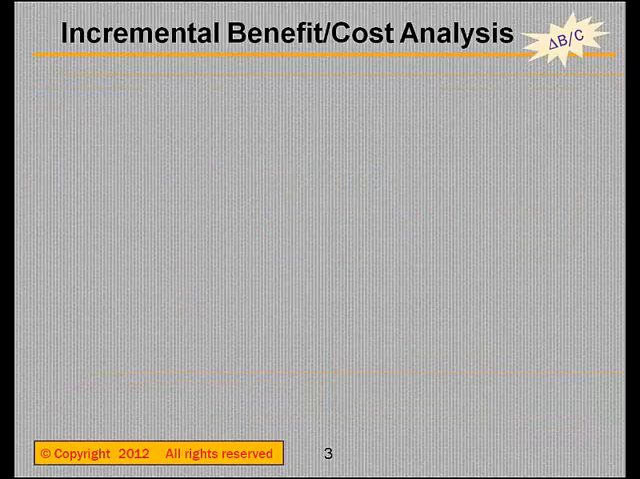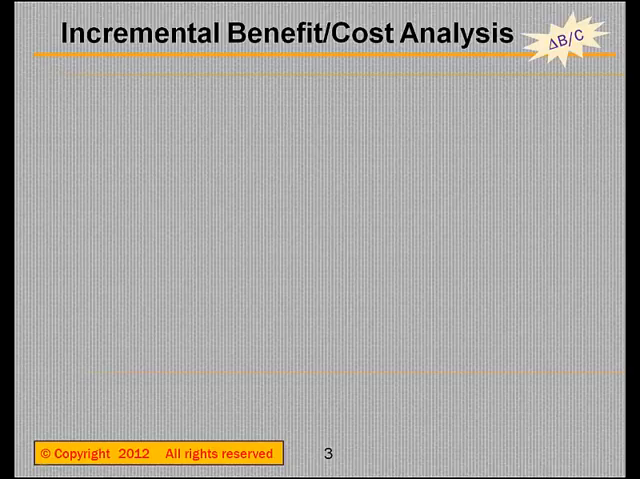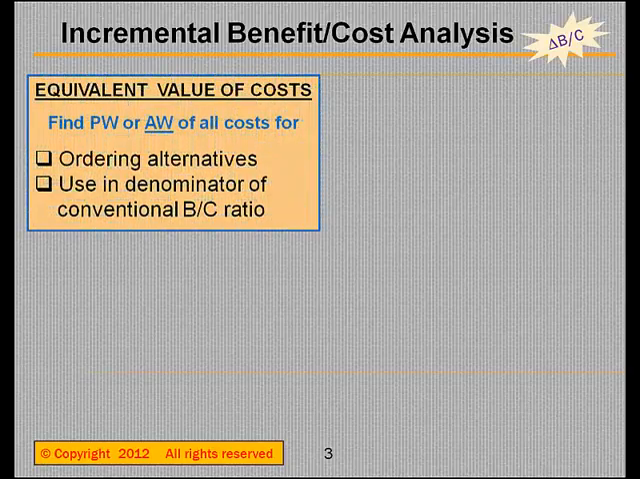Before detailing the analysis procedure, let's cover some preliminary items. The annual worth, AW, equivalent value is usually applied. However, PW and FW, or future worth values, work equally well. The ordering of alternatives is based on total cost. This means that all costs, initial investment, and annual M&O costs are included when the equivalent value of cost is calculated for use in the denominator of the conventional BC ratio. Any expected salvage values are removed from the equivalent total costs.